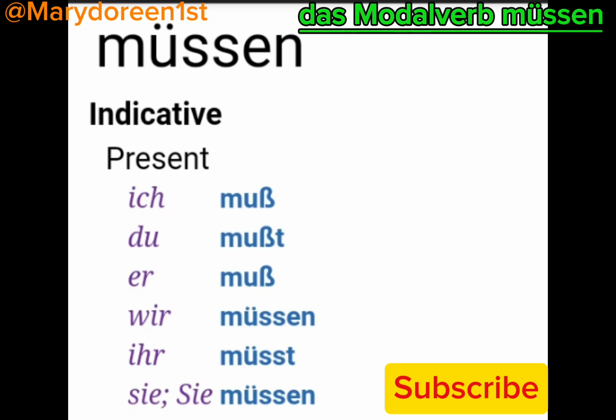Welcome back. Now, let's see the conjugation of the verb müssen. Ich muss, I must. Du musst, you must. Er muss, he must. Wir müssen, we must. Ihr müsst, you people must. Sie or das Sie müssen, they or you must.